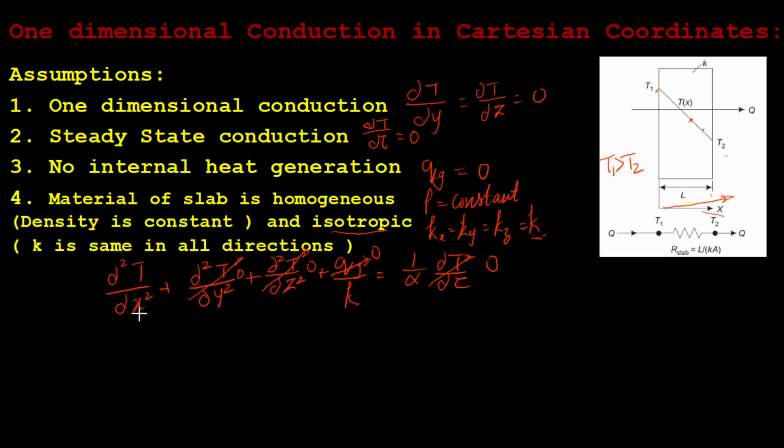Since the temperature depends only on the x direction, we can now use the total differential, that is d square T by dx square will be equal to 0. Now what we have to do is integrate this to get the solution, and to integrate this we have the boundary conditions.